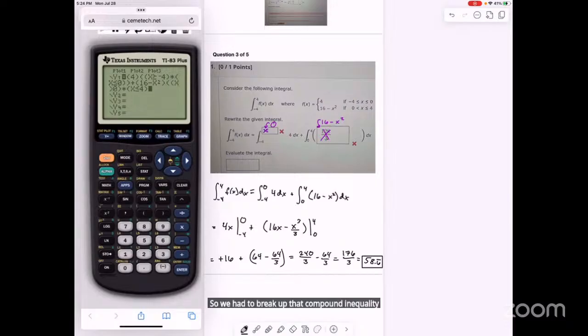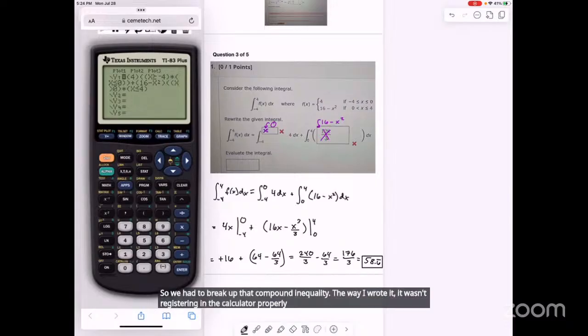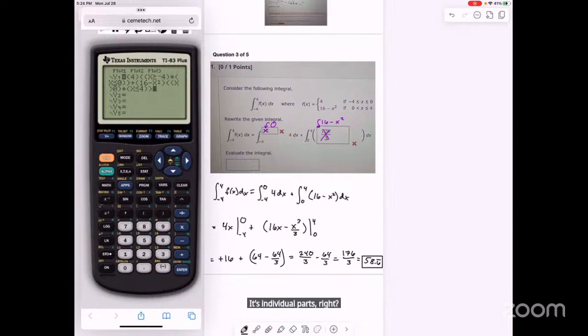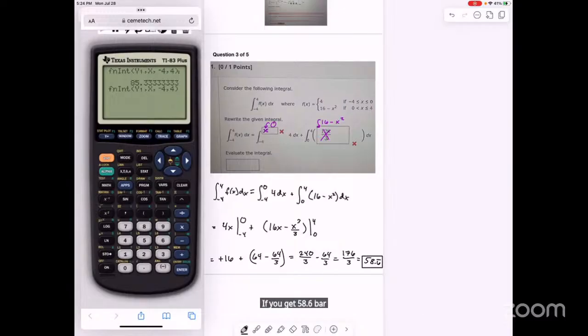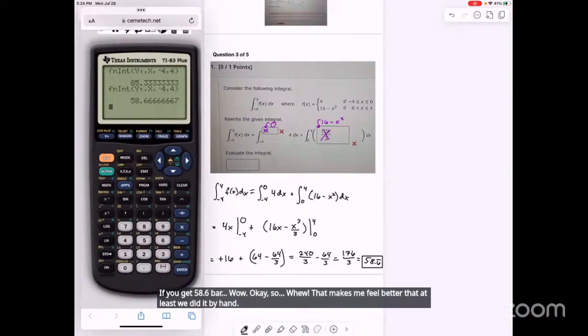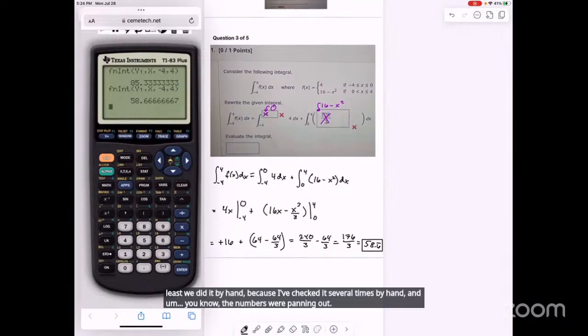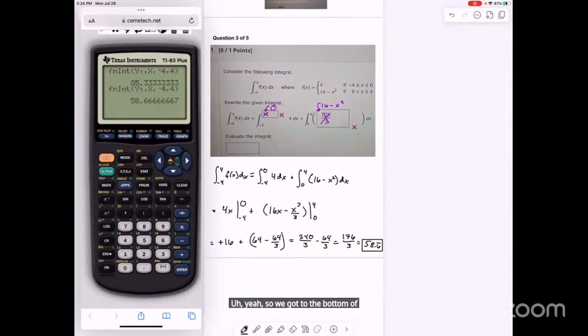The way I wrote it, it wasn't registering in the calculator properly, so I had to break it up into its individual parts. Okay, so now let's see if this works. Man, that was an adventure. It should get 58.6 bar. Wow. Okay, that makes me feel better that we did it by hand correctly, because I've checked it several times by hand, and the numbers were panning out. So we got to the bottom of it. We were typing it in the calculator incorrectly.